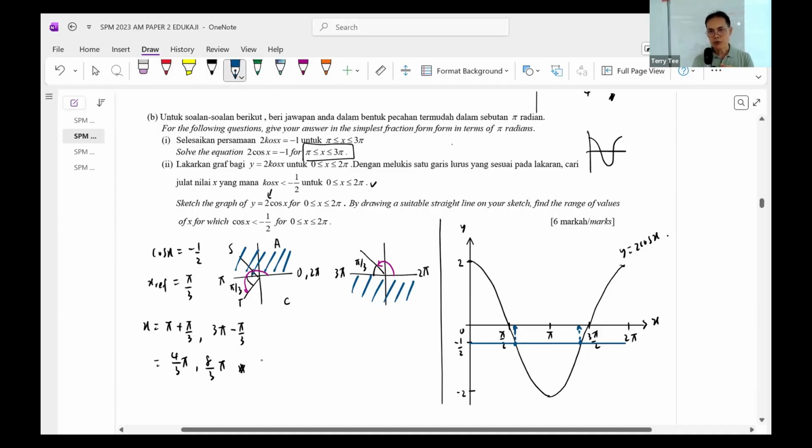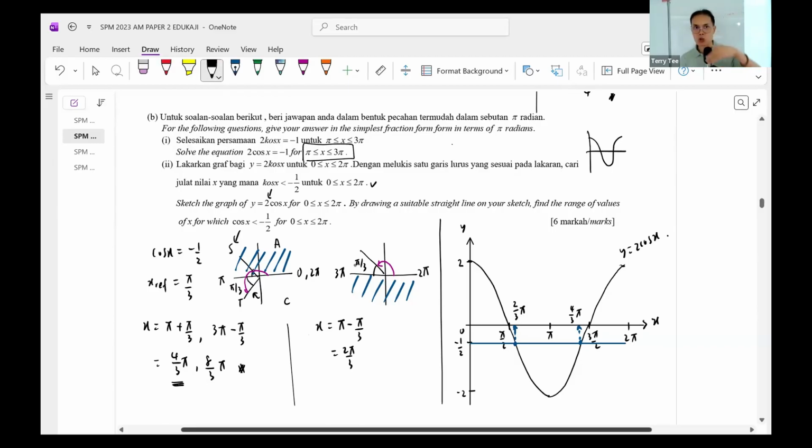Okay, now actually we already have our answer. The first answer is 4 over 3 pi. This one. Why? Pi plus pi over 3, this is quadrant 3. Remember, quadrant 2 is here. Quadrant 2 is pi minus pi over 3, which is 2 pi over 3, or 2 over 3 pi. Quadrant 3 is this, 4 over 3 pi. So 4 over 3 pi, and you want it to be less than -half.